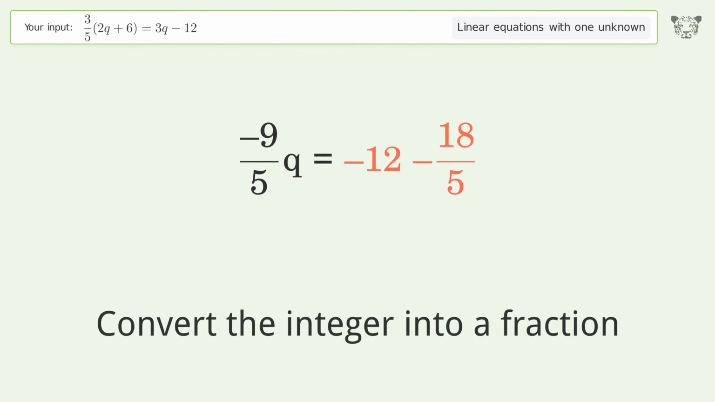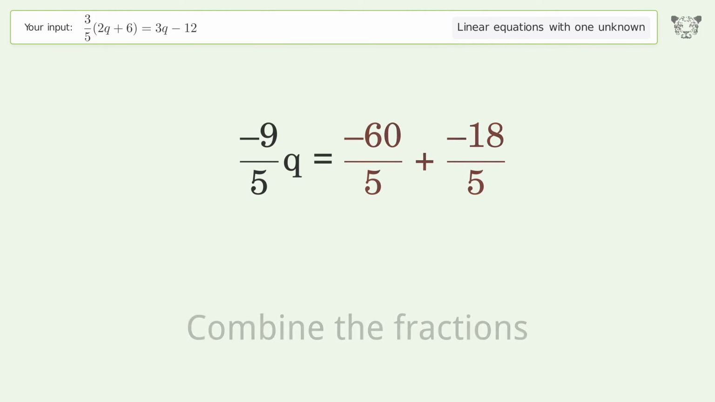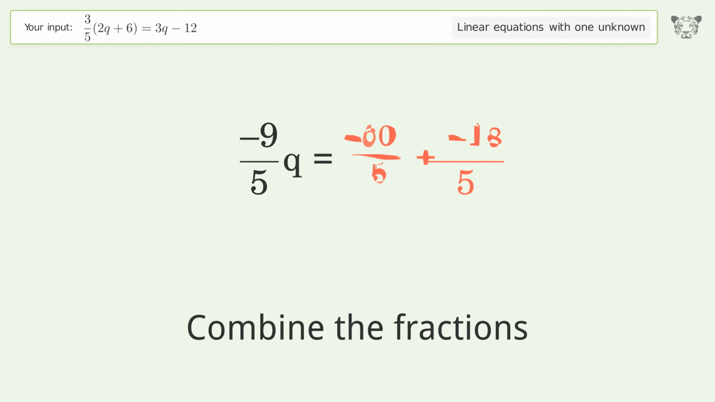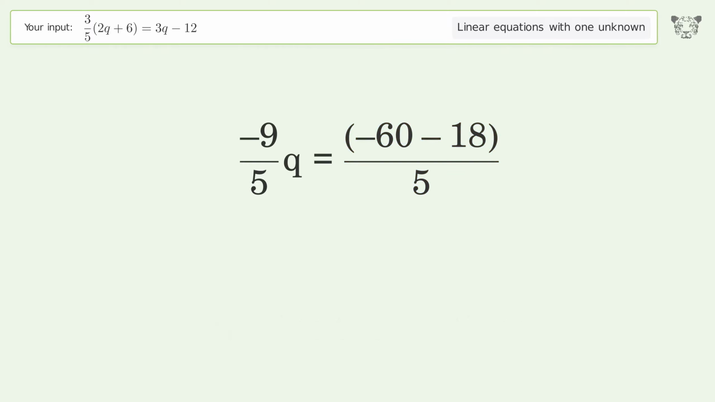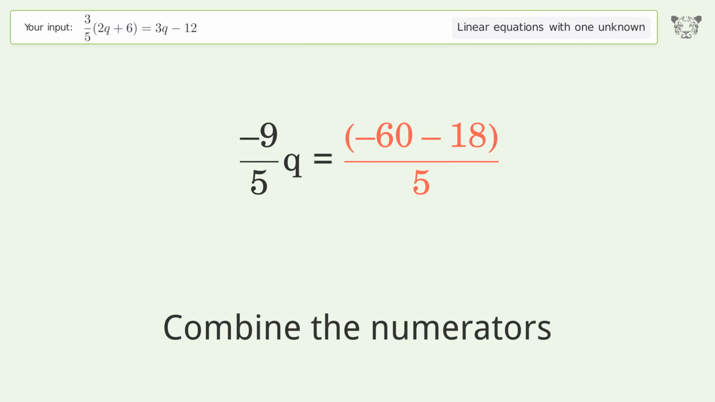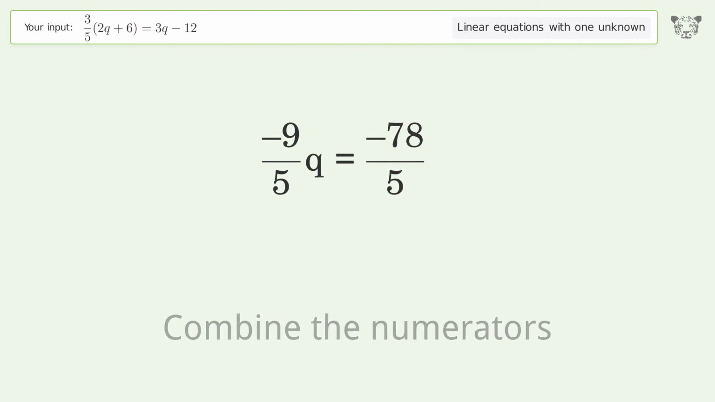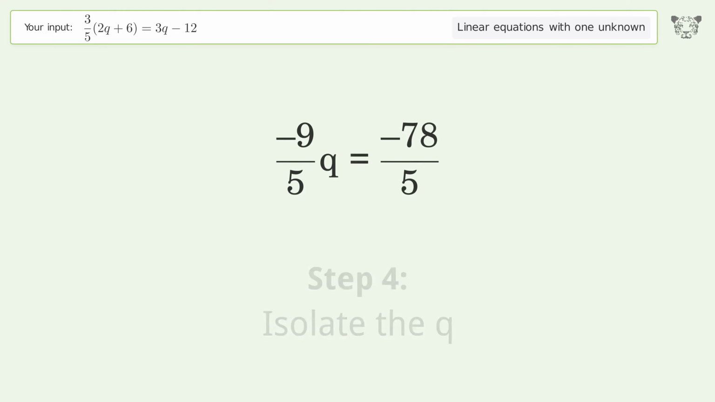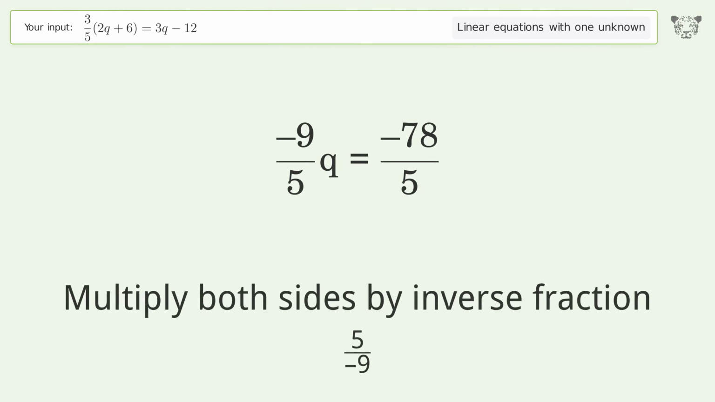Convert the integer into a fraction. Combine the fractions. Combine the numerators. Isolate the q. Multiply both sides by inverse fraction 5/9.